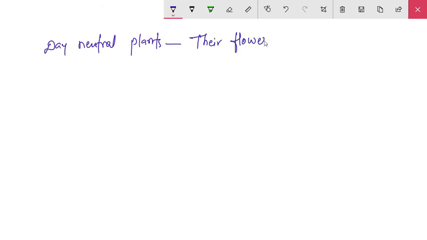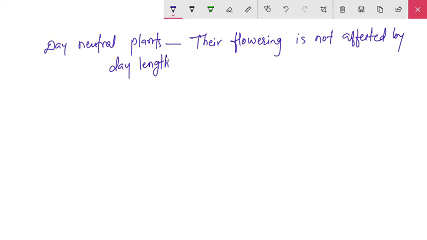Their flowering is not affected by day length. म्हणजे दिवस किती मोठा आहे किती लहान आहे याचा त्याला काहीच परिणाम होत नाही. So the flowering is not affected by the day length. Okay. So these plants, they flower in any condition.